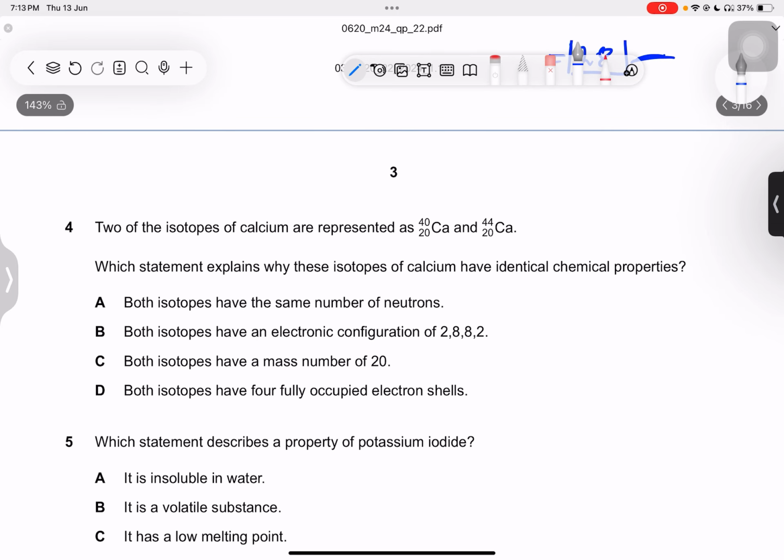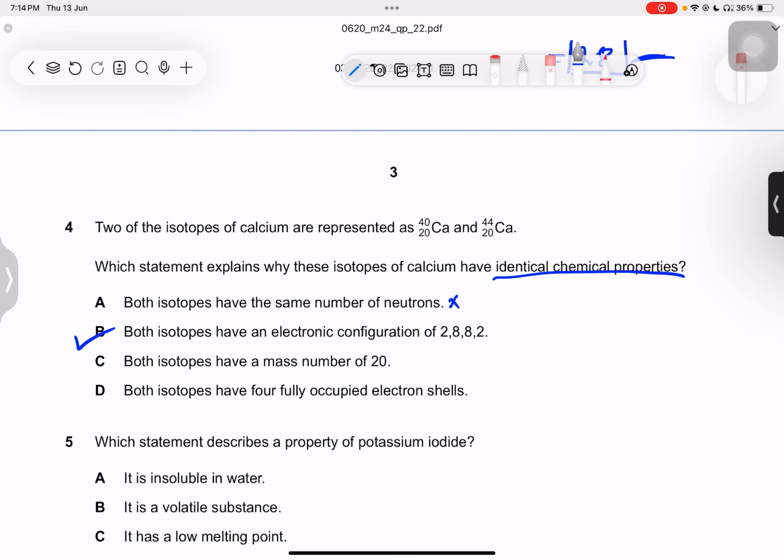Two of the isotopes of calcium are represented as 40/20 Ca and 44/20 Ca. Which statement explains why these isotopes of calcium have identical chemical properties? Both isotopes have the same number of neutrons? No. Both isotopes have a different number of neutrons as they have different masses. Both isotopes have an electronic configuration of 2,8,8,2. This is correct because their chemical properties are affected by the number of outer shell electrons, and in isotopes, the number of electrons remains the same. So that is why they have similar chemical properties.